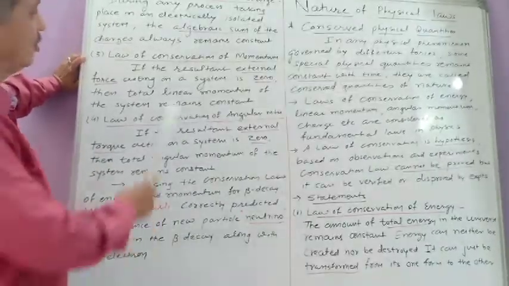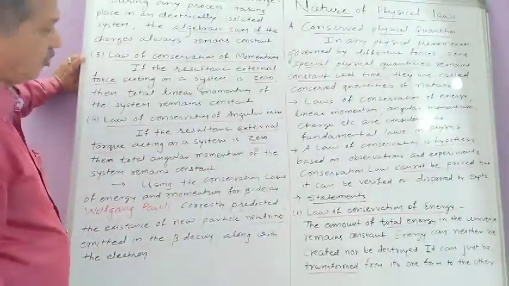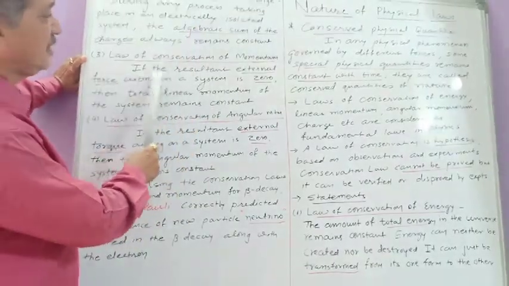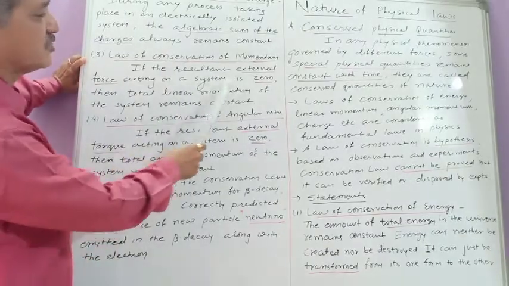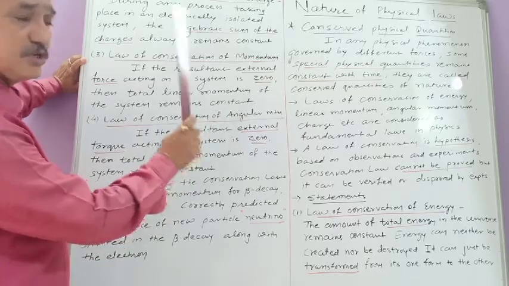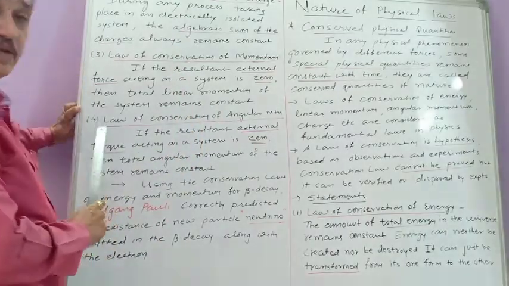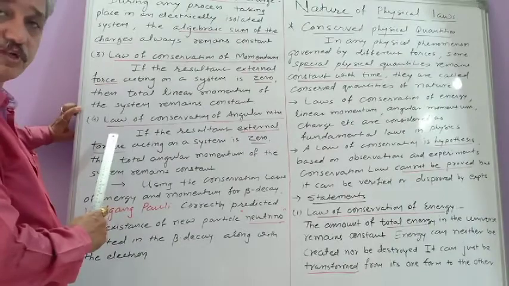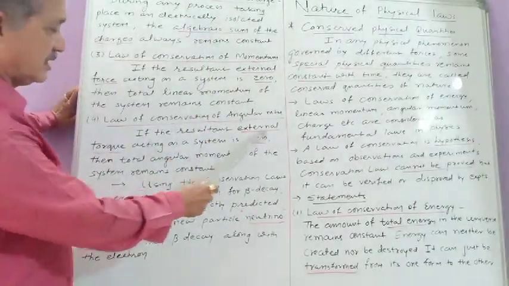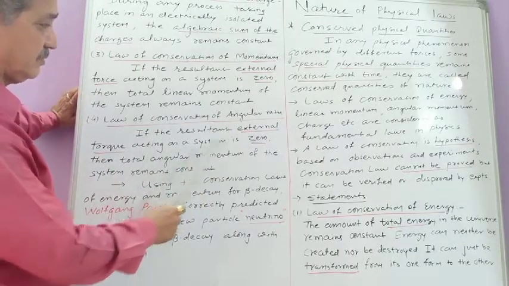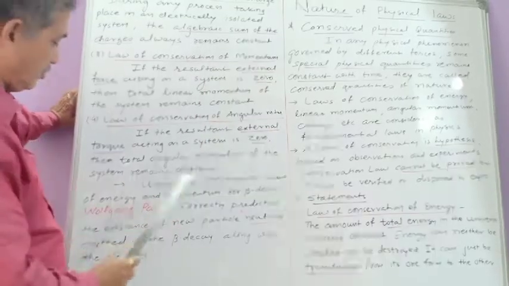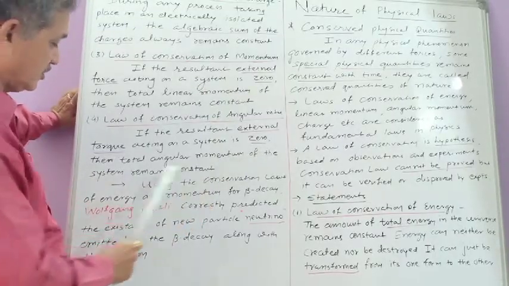Then the third one is the law of conservation of momentum. Also you will study in detail when it comes in the next chapters. If the resultant external force acting on a system is 0, then the total linear momentum of the system remains constant. Similarly, in the chapter of rotational motion, we will study the law of conservation of angular momentum. If the resultant external torque acting on a system is zero, then the total angular momentum of the system remains constant.